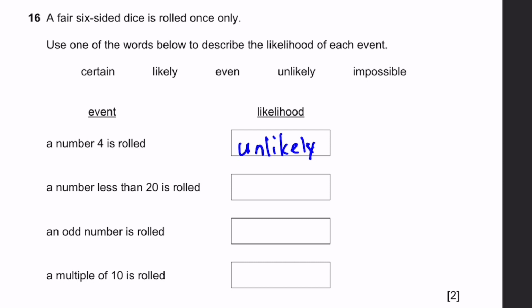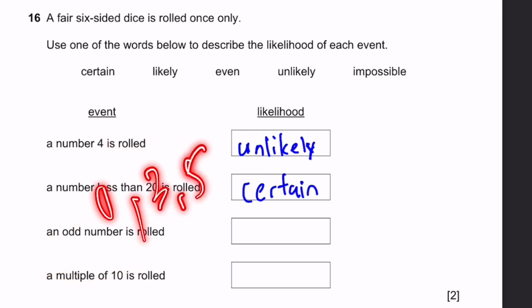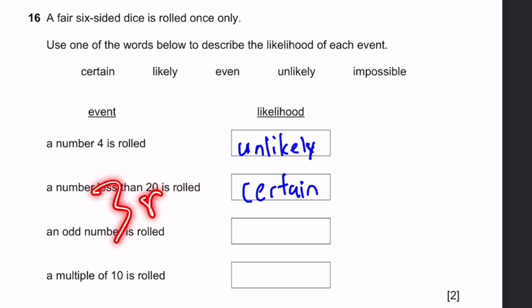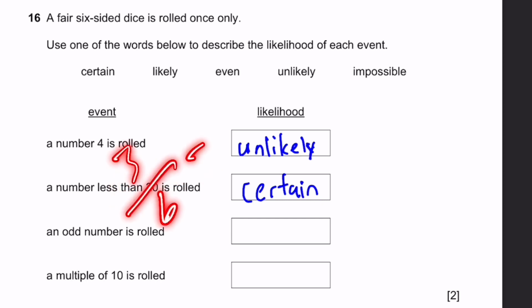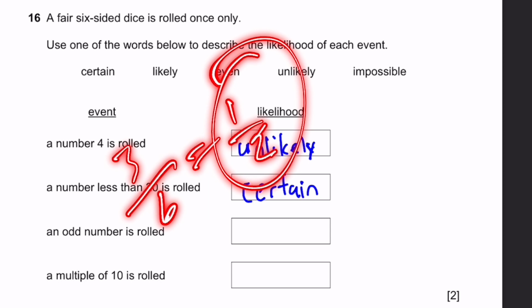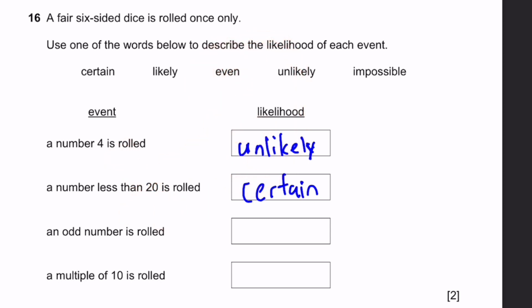A number less than 20. We only have numbers 1 to 6 and they're all less than 20. So it's certain. An odd number is rolled. So out of 1 to 6, there's 1, 3, and 5, which are odd numbers, which is 3 numbers. In total, there are 6 numbers. That means 3 by 6 is the probability. That's equal to 1 by 2, which is even, or half. So the answer is even.